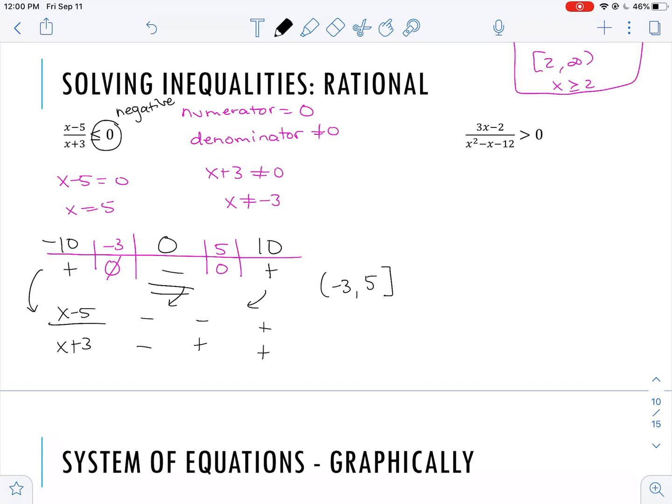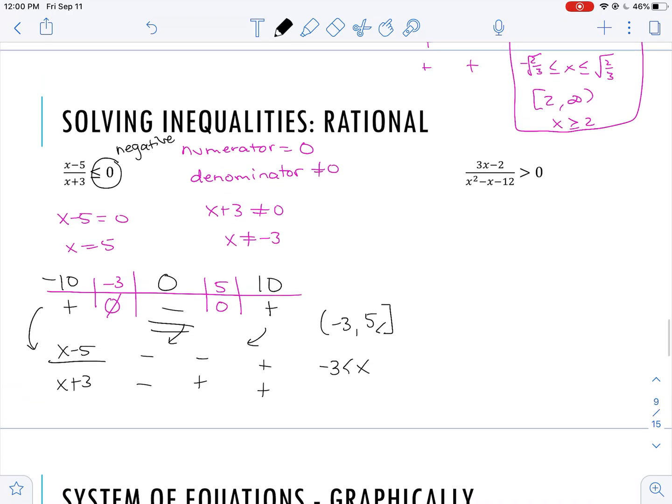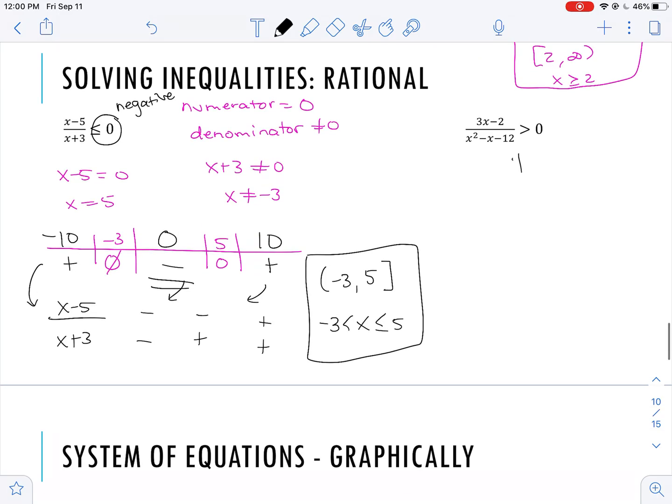Since my function couldn't equal -3, I've got a parenthesis, and then since it can equal 5 and it can equal 0, I have a hard bracket there. So -3 is less than x, which is less than or equal to 5, and that would be my solution there. So you can write it in inequality notation or interval notation. So you guys go ahead and try that one, and you guys can check it against the finished notes to see how you did.